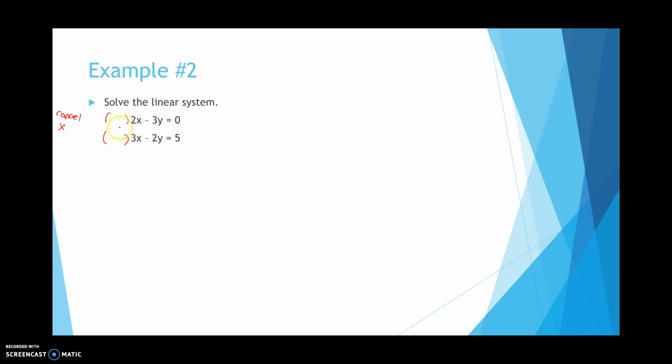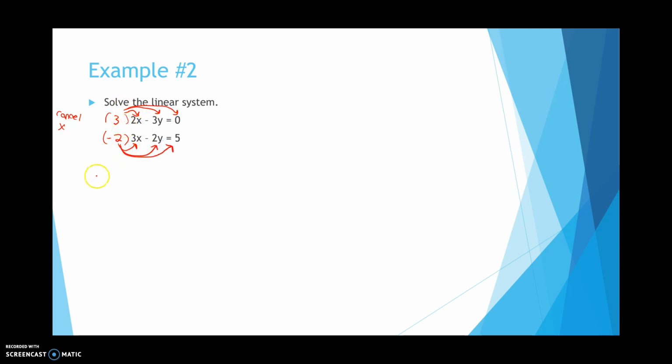So what I'm going to do is we need to have one be positive 6, one be negative 6. 2 times 3 is positive 6. 3 times -2 is -6. When I'm multiplying the top equation and bottom equation by these numbers, you need to multiply it by each term in the equation here.